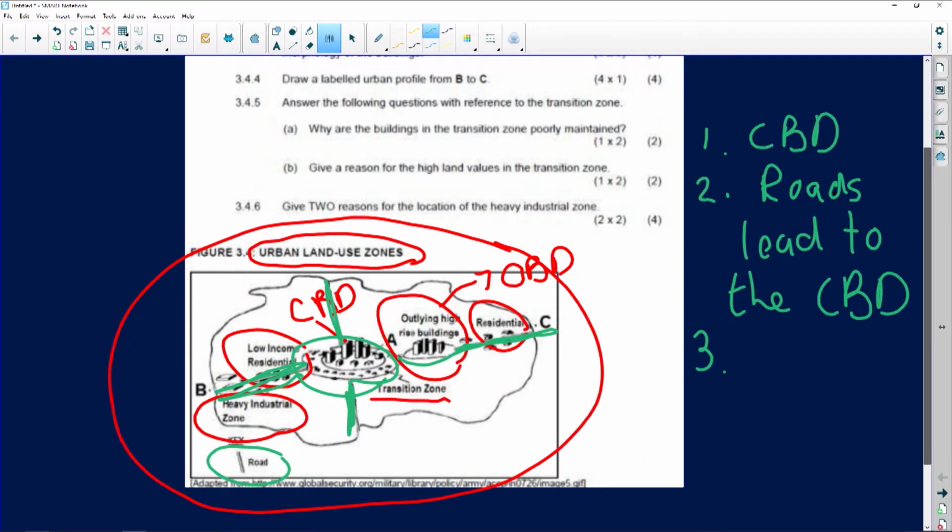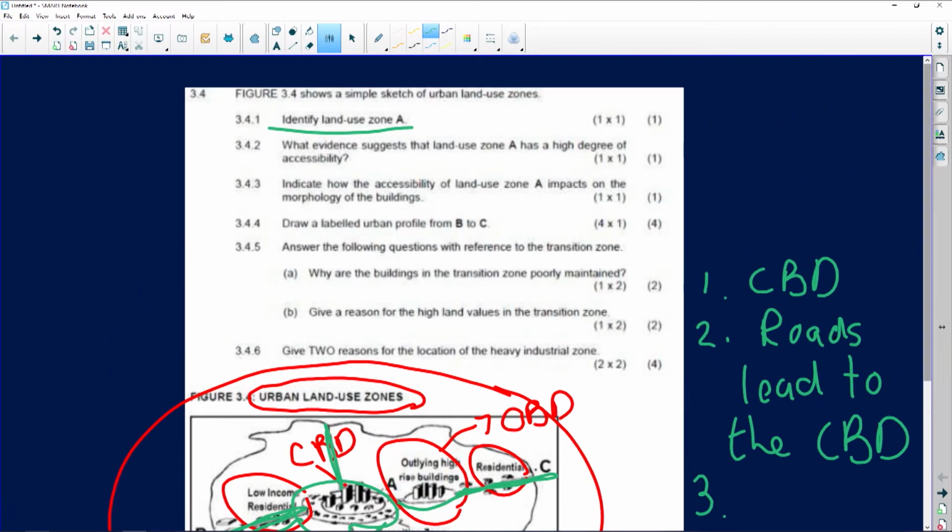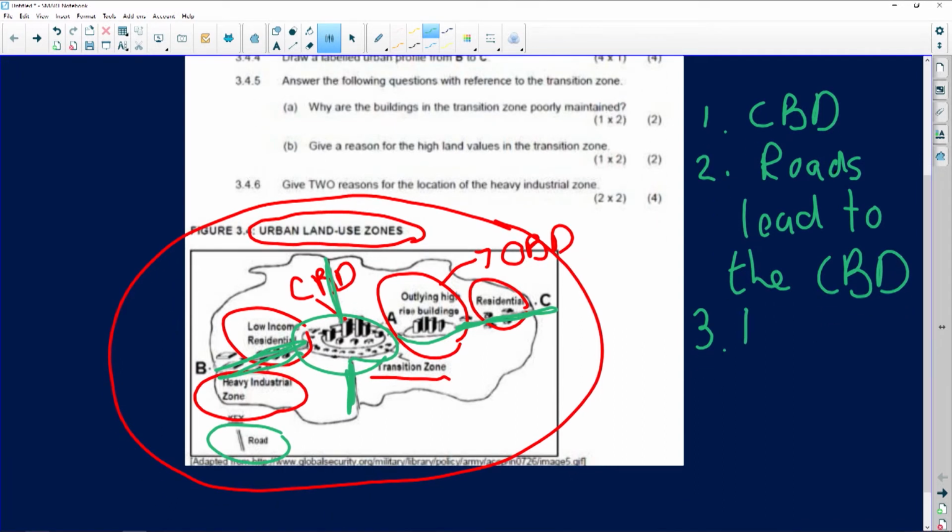So instead of the city expanding, what's happening with the CBD? They're moving up with the buildings. Because of the property stands, it's too expensive to expand, so it's rather better to go up. Now, if you look at the question, indicate how the accessibility of land use zone A impacts on the morphology of the buildings. It's high-rise buildings. So we will find our tallest buildings in the CBD.